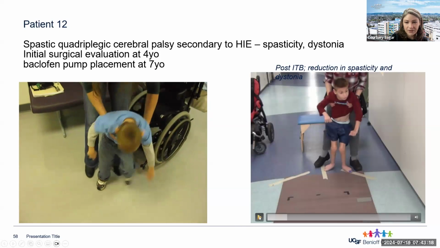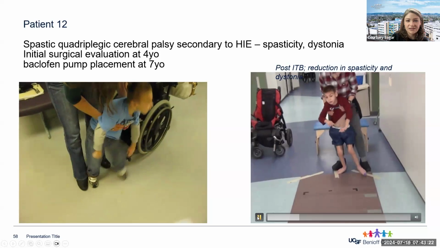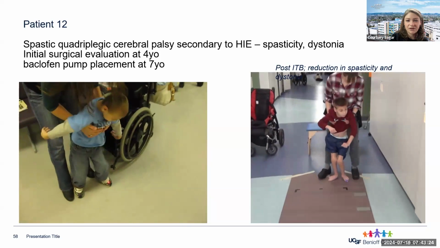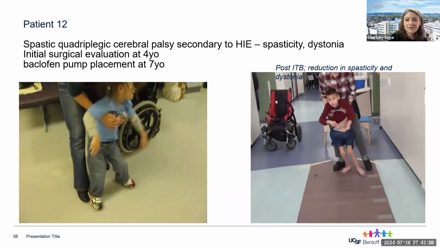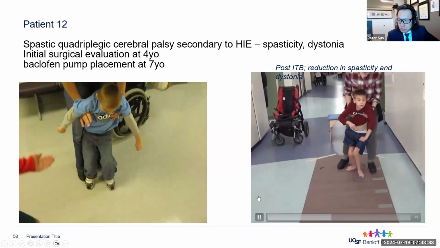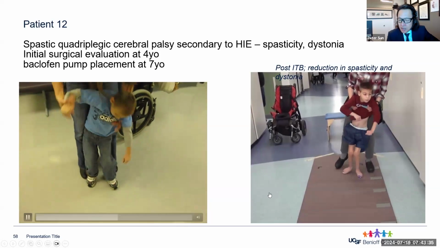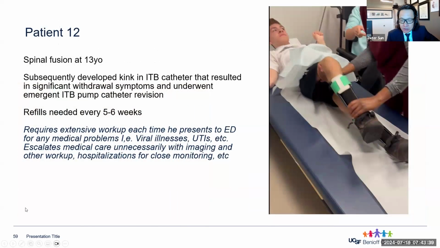Post-pump placement, you can see him taking some very supported steps with less spasticity and dystonia, but his gait is truly not functional. The video demonstrates improved range of motion and some decreased posturing with his intentional movement. Yeah, less dystonic leg movements there, doesn't he? However, we chose this case to demonstrate some of the downfalls of using an ITB pump.